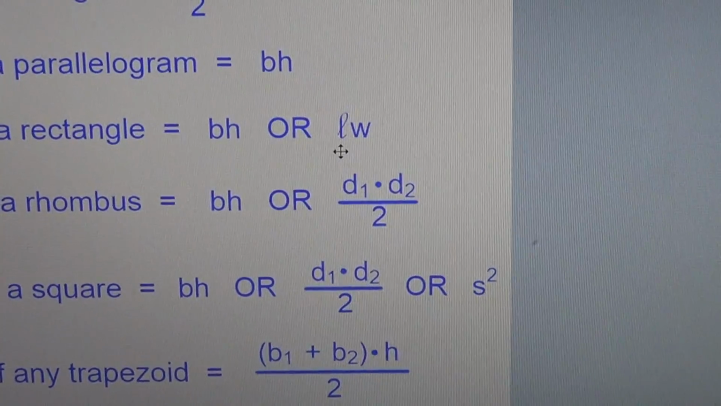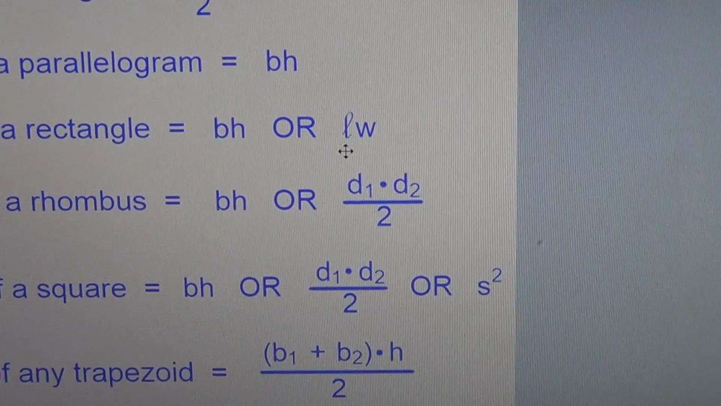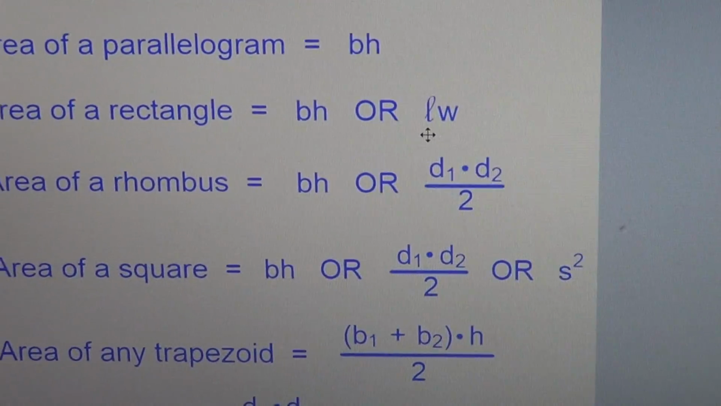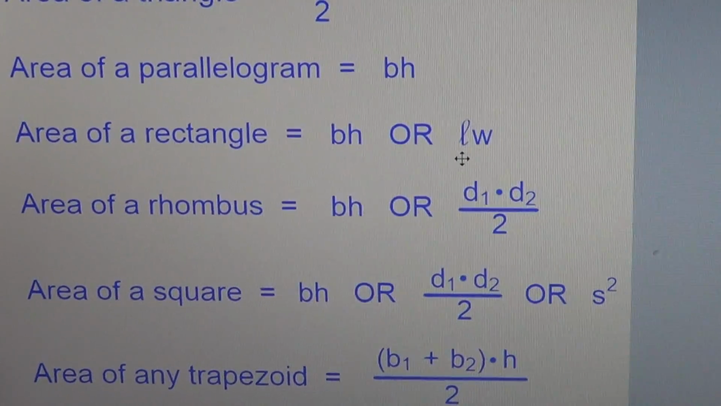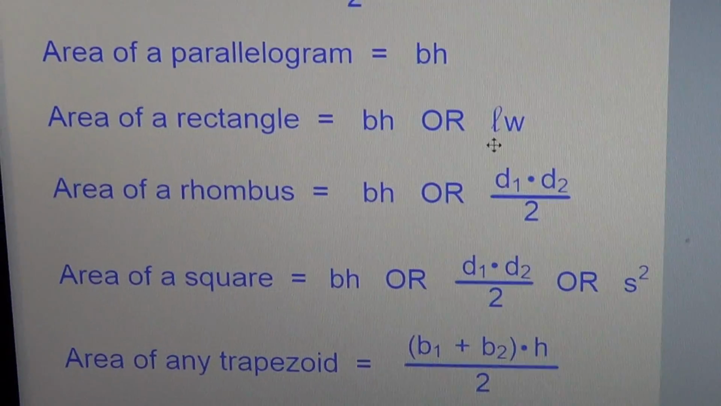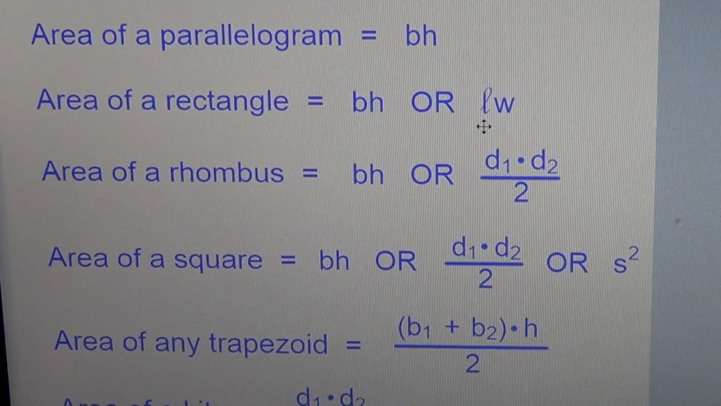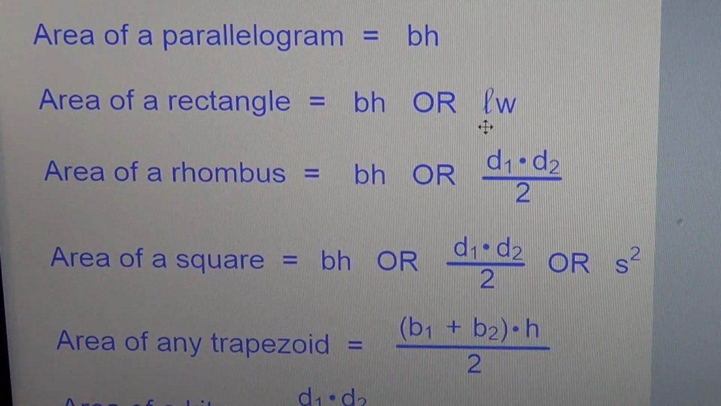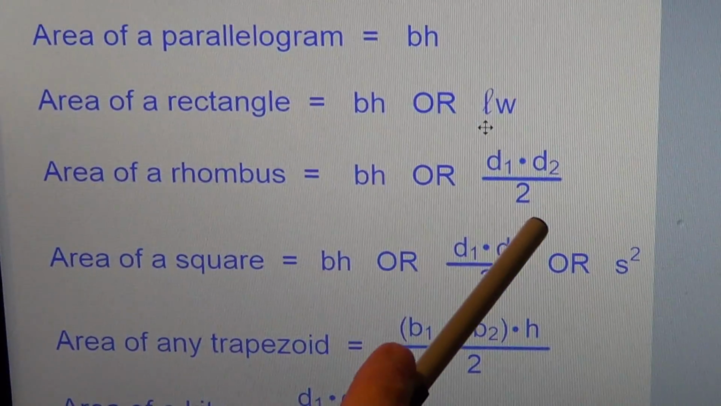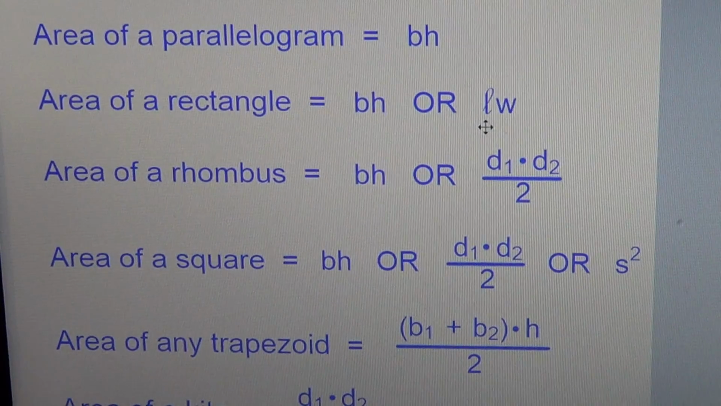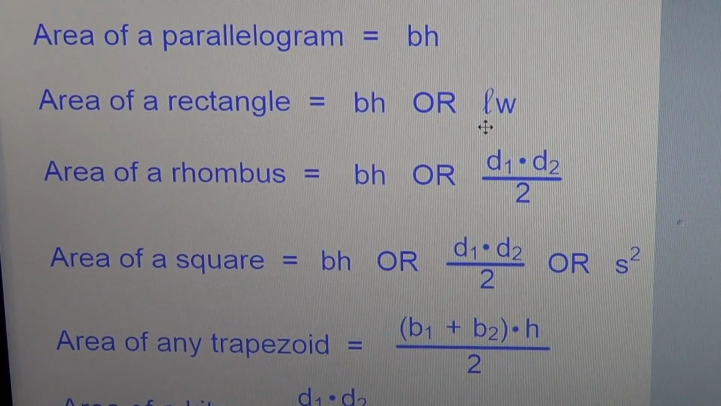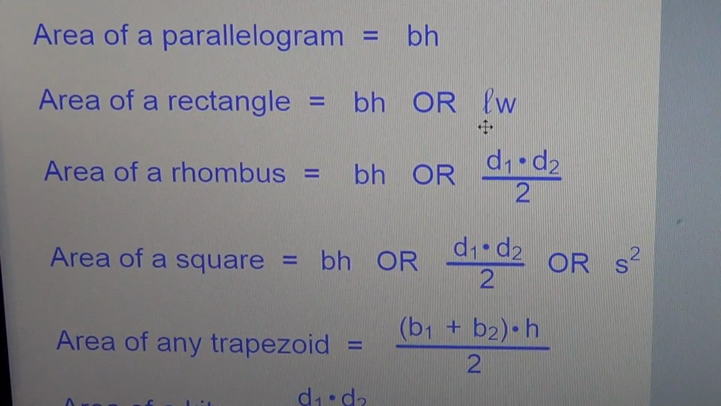The reason we use a cursive L most of the time when we're dealing with rectangles is because we don't want you to think it's a 1. If we just put a lowercase L, it looks exactly like a 1. Alright, so area of a rhombus, base times height, or D1 times D2 over 2. And most of the time we use this one. You can use base and height on a rhombus, but a lot of times we don't really know the height. We could figure it out maybe, but D1 times D2 over 2 is pretty easy to use.